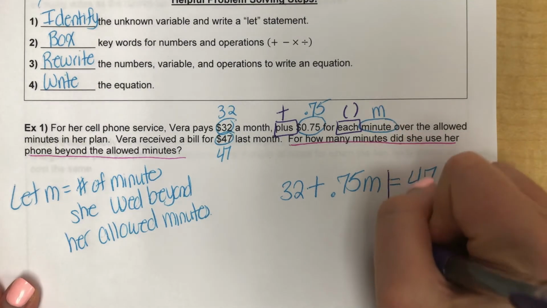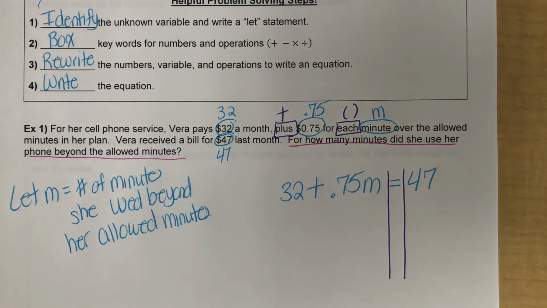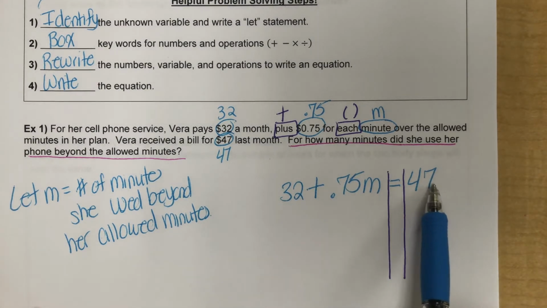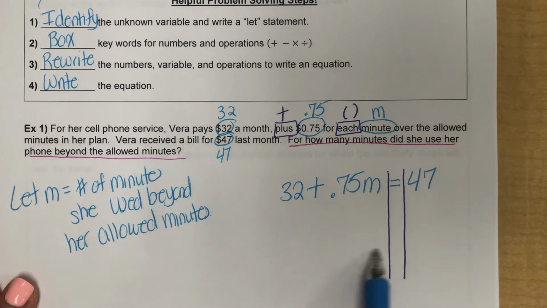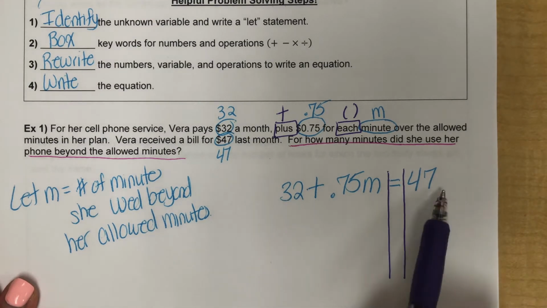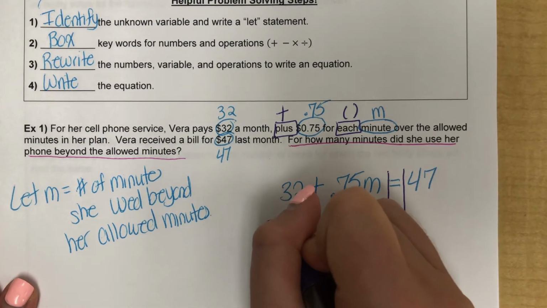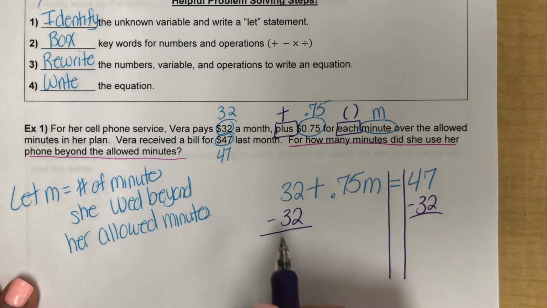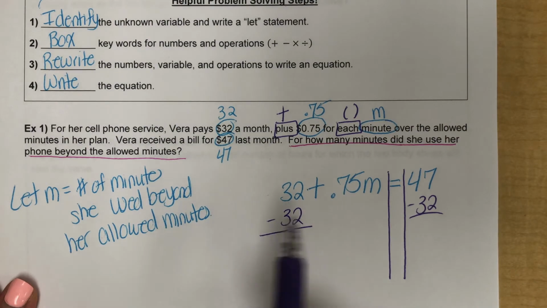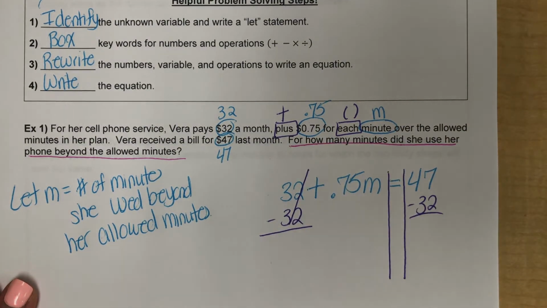So first things first, I'm going to draw my train tracks here. And now I'm going to start combining like terms. I don't see anything on the left that I can put together. I only have 47 on the right-hand side. So now I have to go to opposite sides to combine my like terms. So I'm going to bring my smaller number to my bigger. I know that's a positive 32. The opposite is a negative. Same thing, the opposite of addition is subtraction. So I'm going to subtract 32 on both sides.